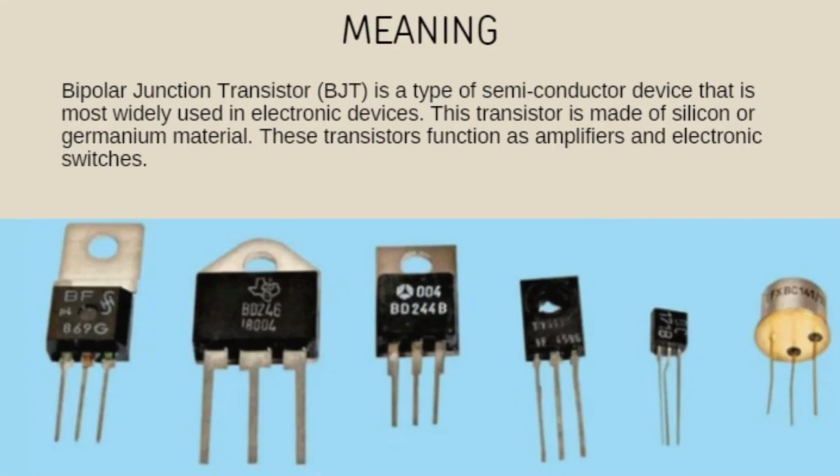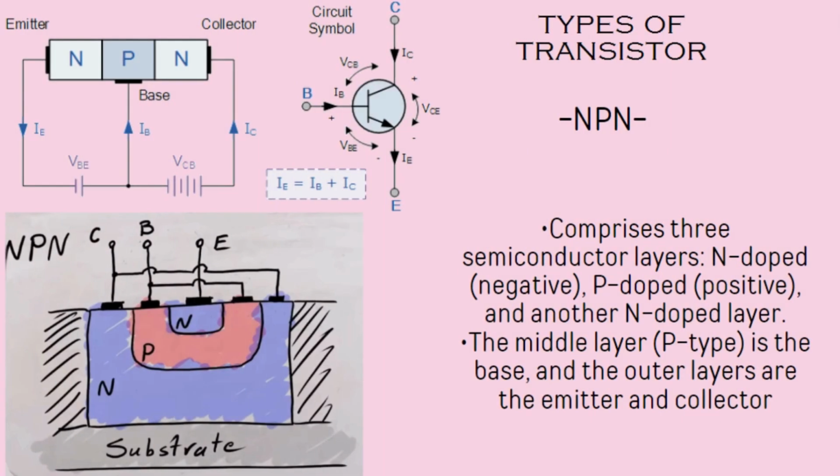Introduction. Bipolar junction transistor (BJT) is a type of semiconductor device that is most widely used in electronic devices. This transistor is made of silicon or germanium material. The transistor functions as an amplifier and electronic switch. As we can see in the slide, there are two types of BJT. I will go through NPN first.